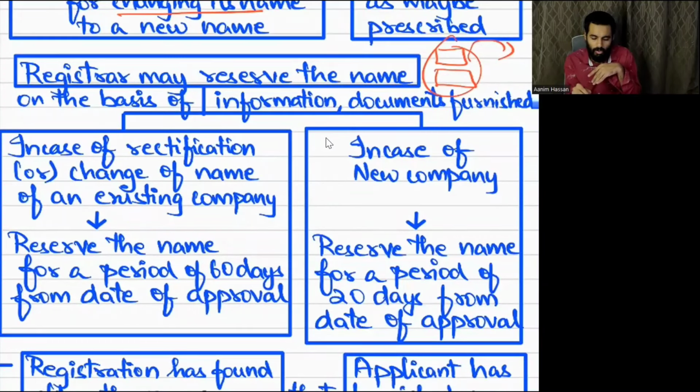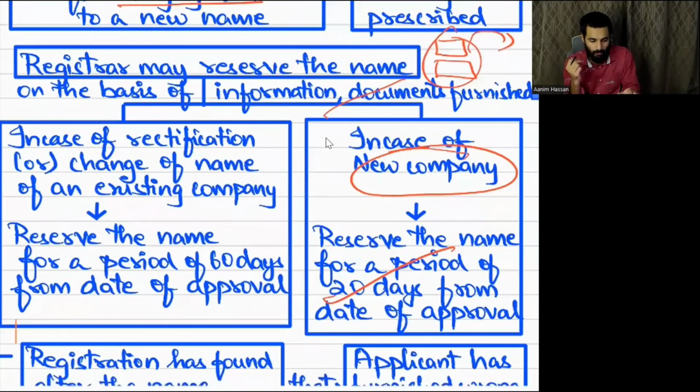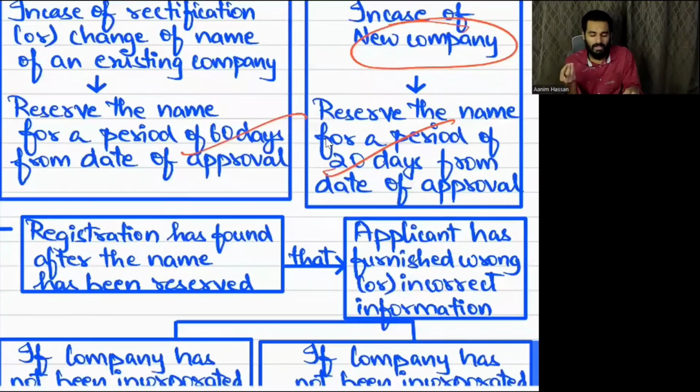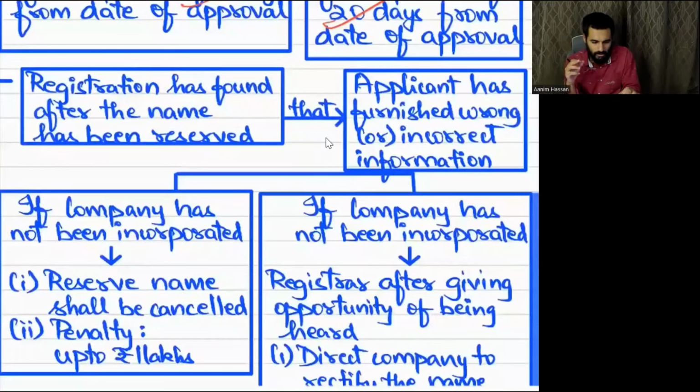The registrar may reserve the name on the basis of the documents furnished. In the case of a new company to be formed, the name would be reserved for 20 days. But in the case of an existing company that wants to change its name, it is reserved for 60 days. Why 60 days? Because you have to pass a special resolution within that time.